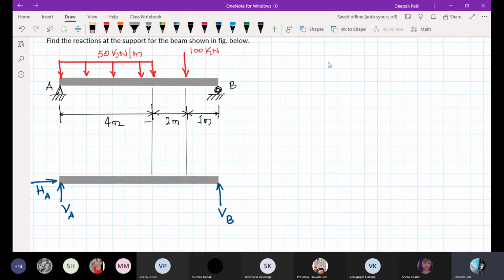So your equivalent point load will be exactly at the center of 4 meters, right? And what will be its value? I told you it is W multiplied by L. So W is 50 and L is 4 meters. So this comes out to be 200 kilonewtons. So your equivalent point load is 200 kilonewtons. Let me just write that 200.